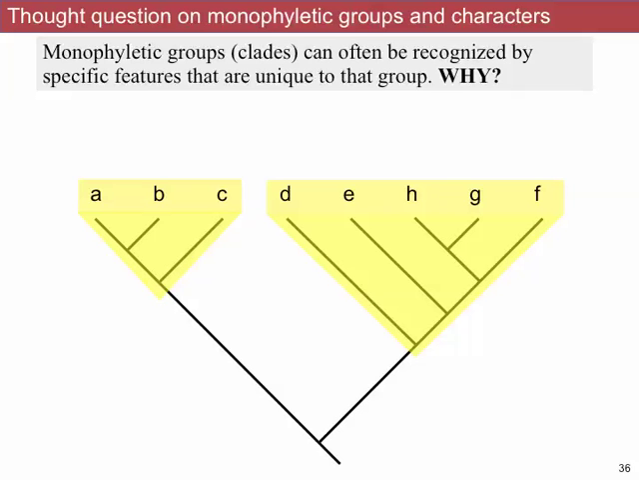So if we're looking at this group, A, B, C, D, E, F, G, H, this branch here leading up to the common ancestor of A, B, and C is unique to A, B, and C. And if any new, derived features evolved on that branch, and then they did not change in A, B, and C, they would be shared among A, B, and C, and not present in anything else. The existence of this unique branch for all monophyletic groups is really why we care about monophyletic groups.